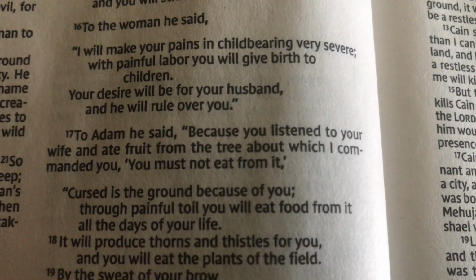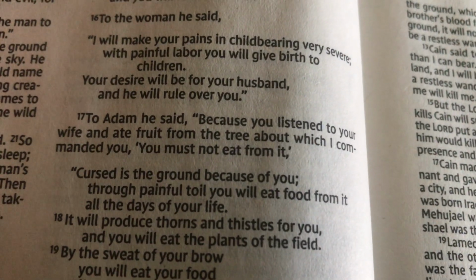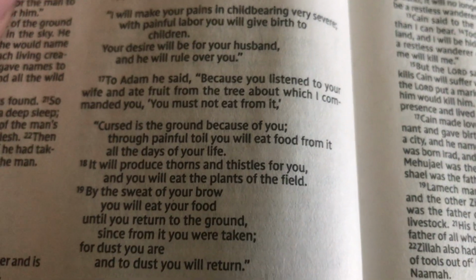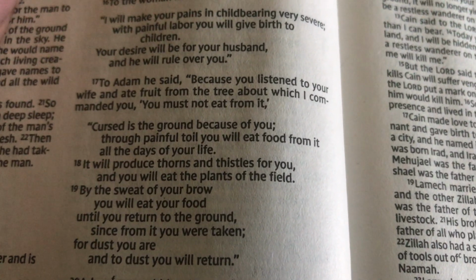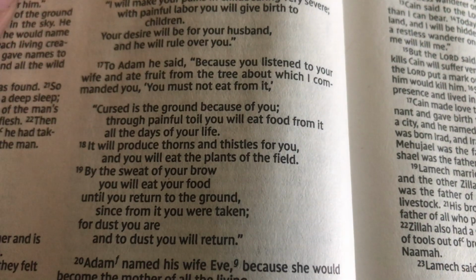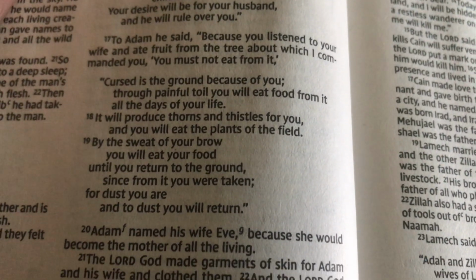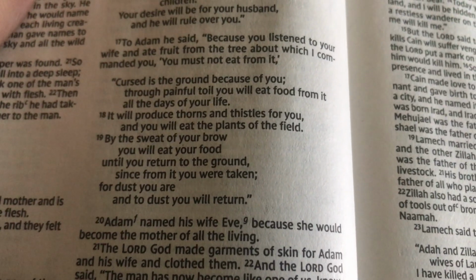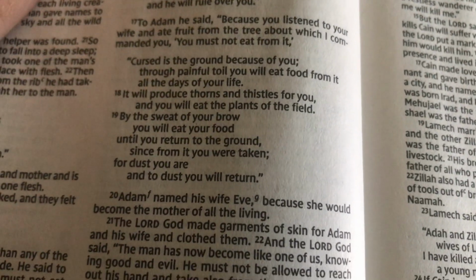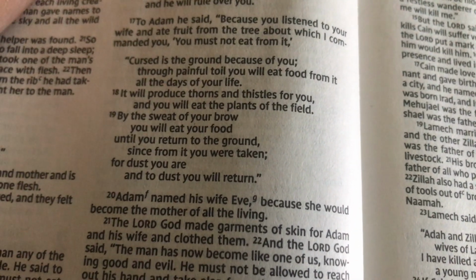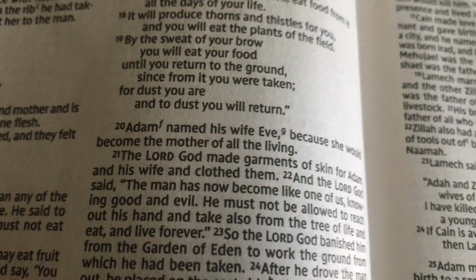To Adam he said, "Because you listened to your wife and ate fruit from the tree which I commanded you must not eat from it, cursed is the ground because of you. Through painful toil you will eat from it all the days of your life. It will produce thorns and thistles for you, and you will eat the plants of the field. By the sweat of your brow you will eat your food until you return to the ground, since from it you were taken, for dust you are, and to dust you will return."